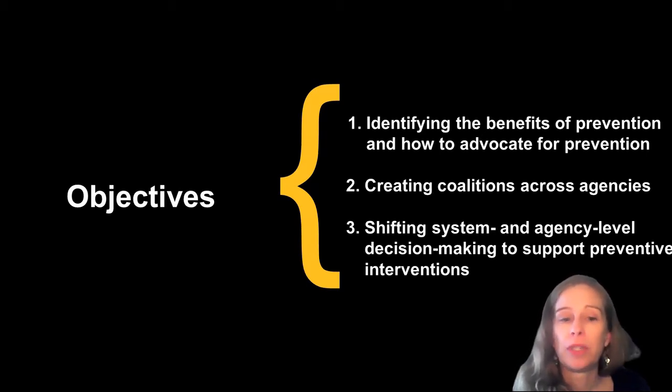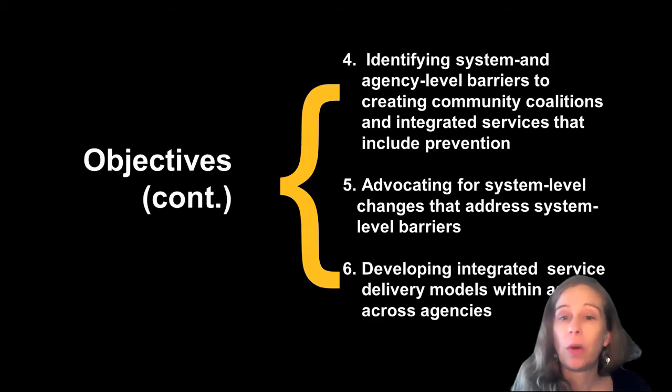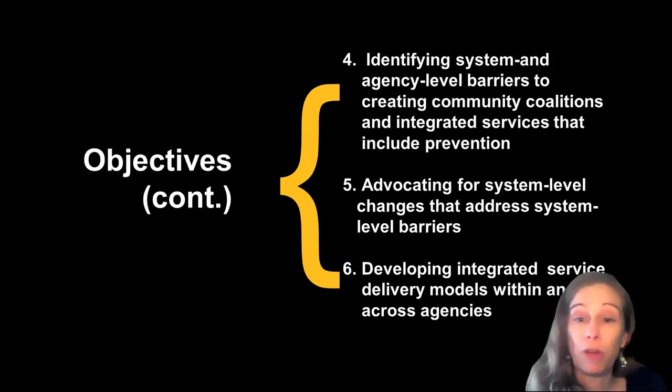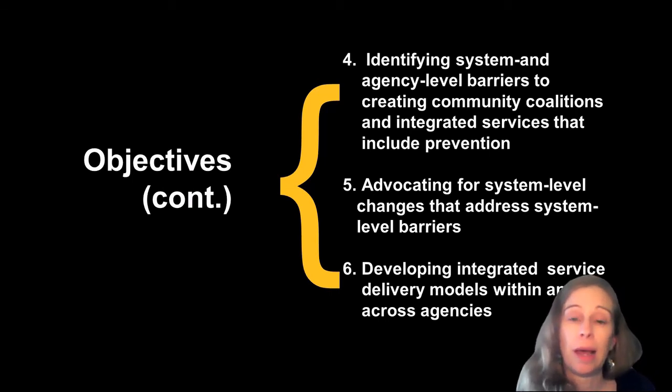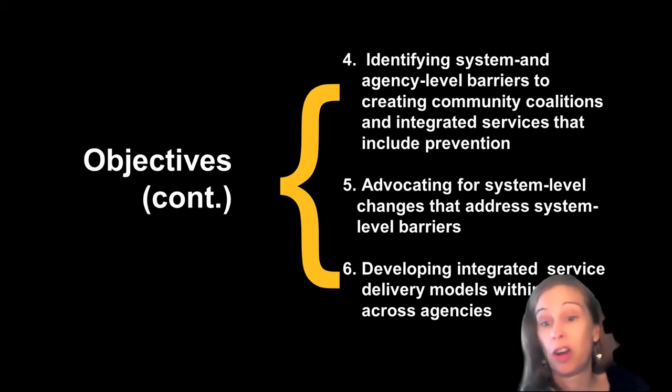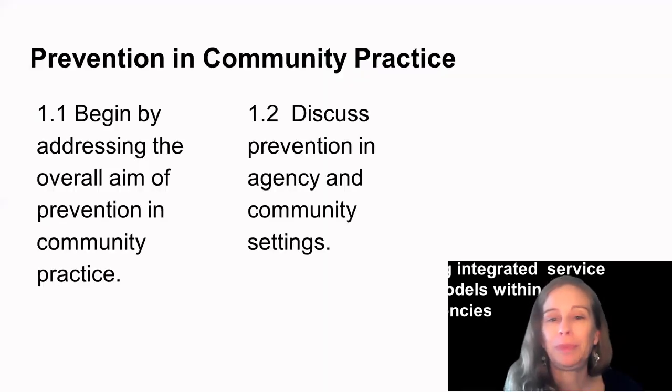So I start talking with students about how we will think about working across these individual systems for the betterment of our children. How would we address system level barriers that would help us identify coalitions? And how would we think about maybe integrating services that are currently in silos? We could spend a lot of time on these objectives.